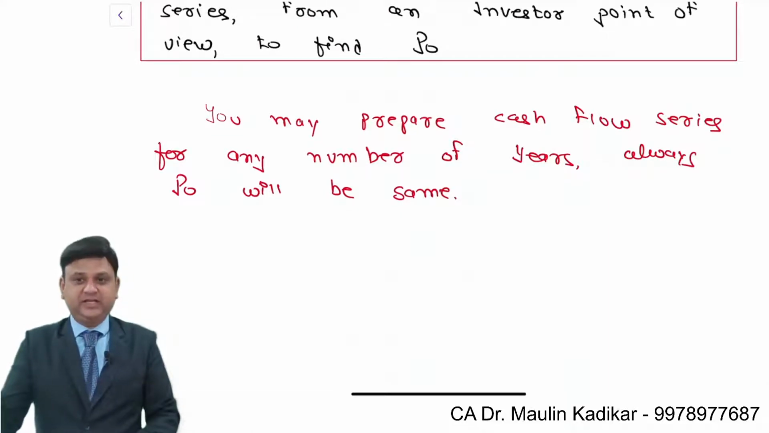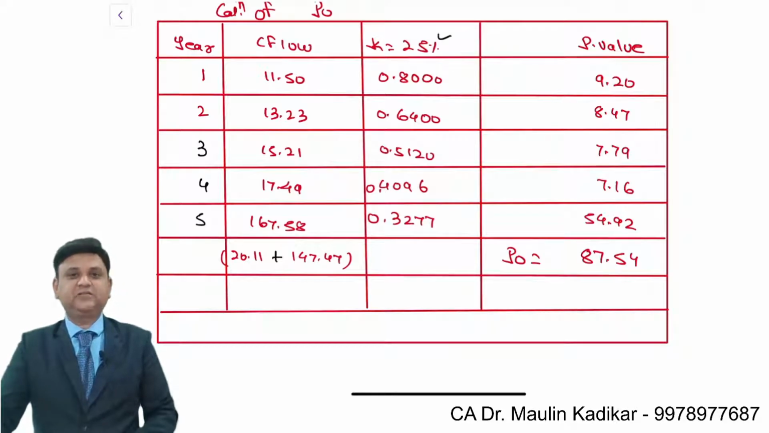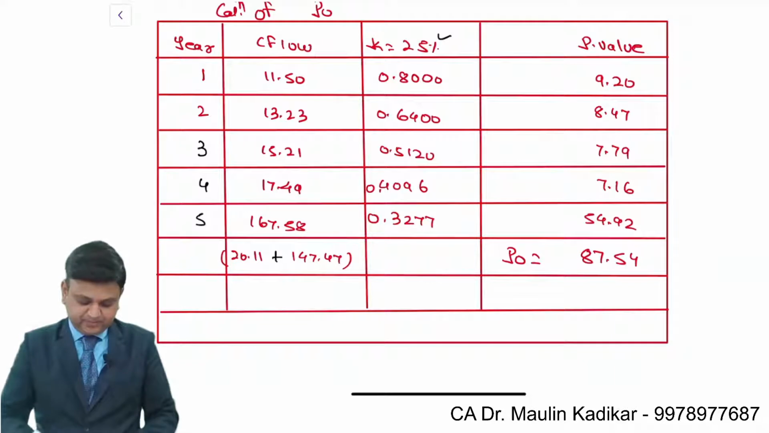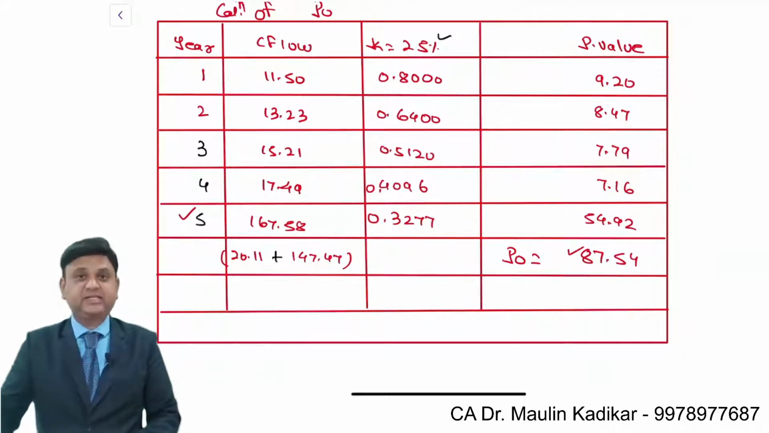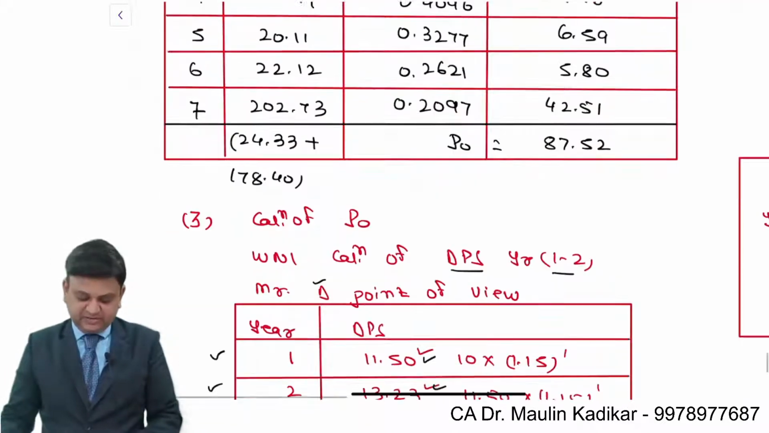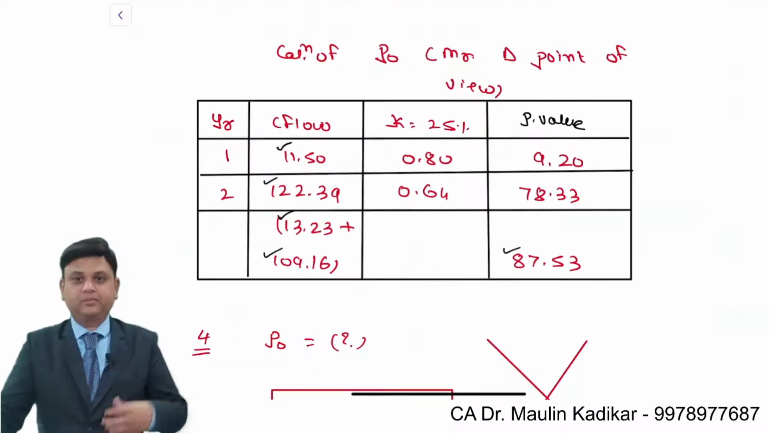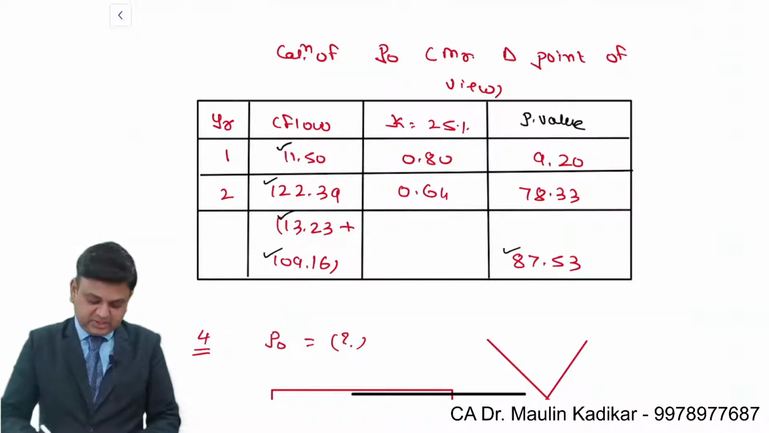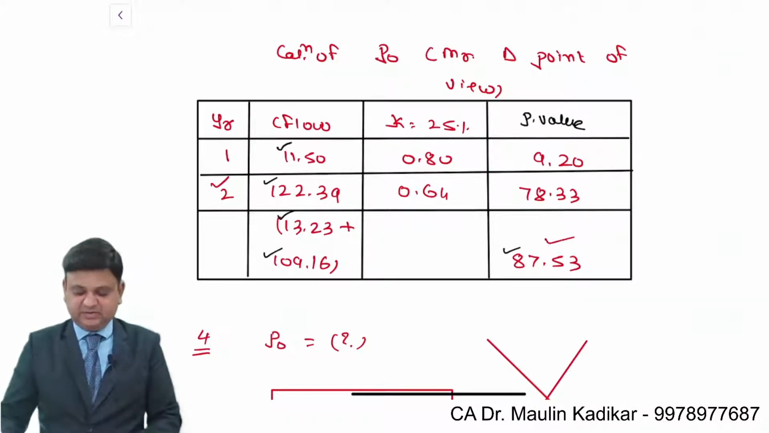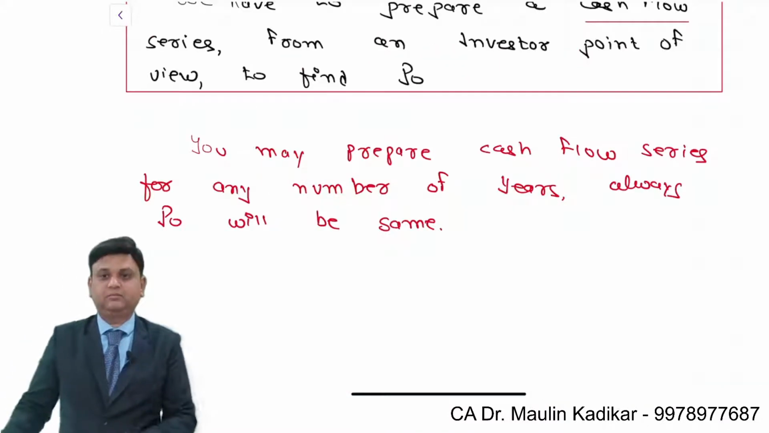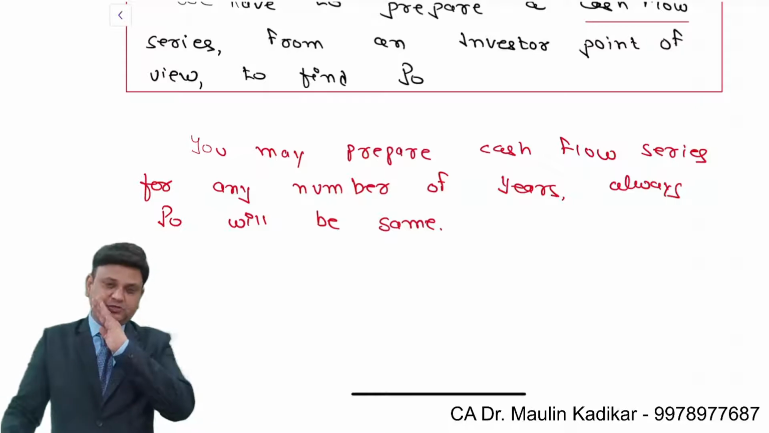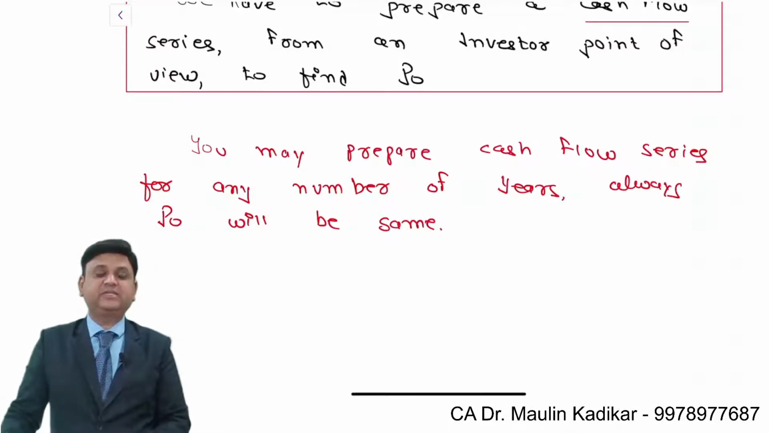See, we already have done the working like this. You can see that for 5 years we have prepared the cash flow series, and with that the P0 is calculated. It is 87.54. For 7 years the cash flow series is prepared, P0 is 87.52. For 2 years the cash flow series is prepared, price is 87.53. So friends, preparing the cash flow series for any number of years will always have the same P0. So over here there are no rules and regulations.